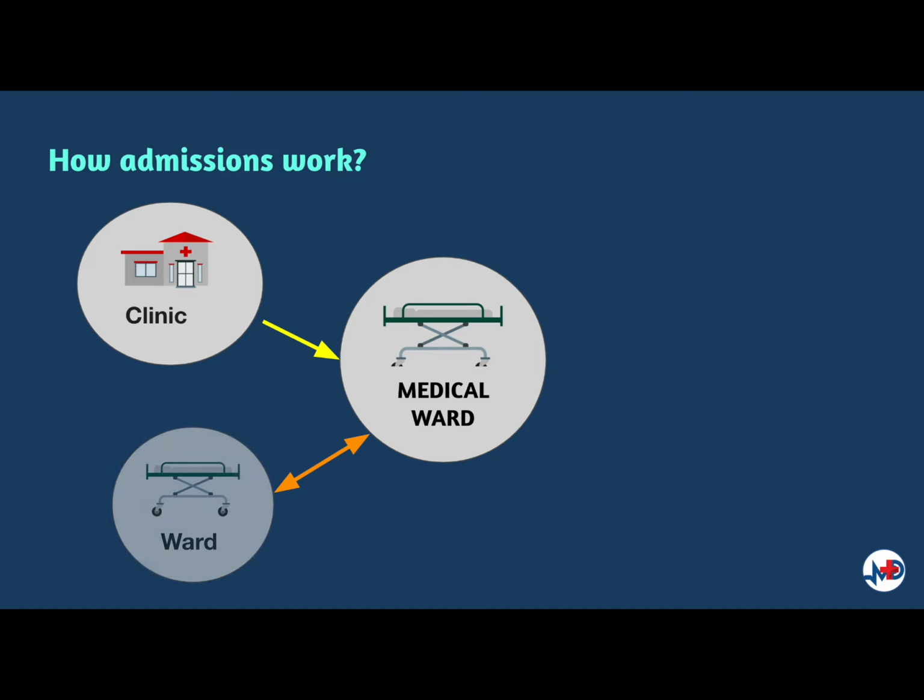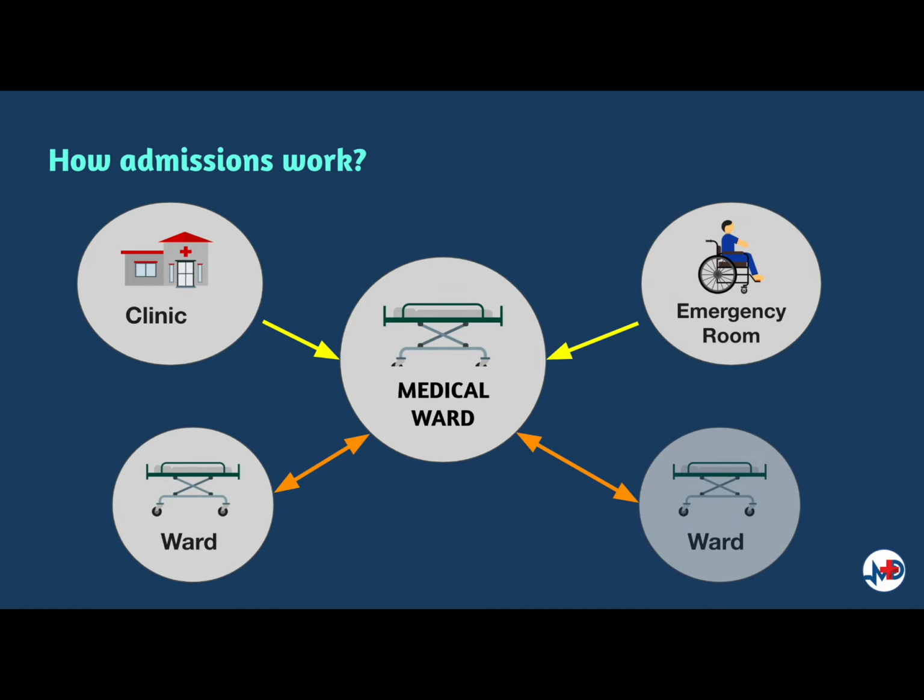So how do admissions work? Patients in the medical department divisions are admitted either from the emergency department or outpatient medical clinic. Don't be surprised as you may also have to see patients that are referred from other departments, and this is called periphery referrals.